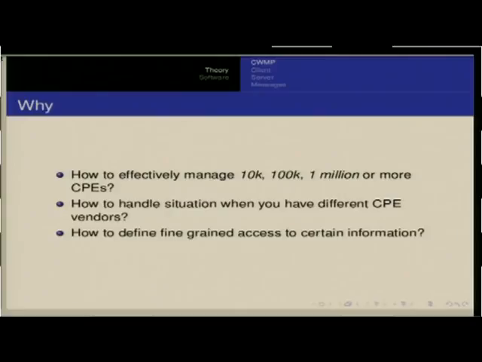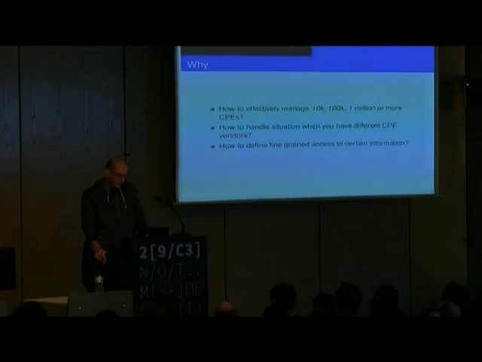So why? First question. It's easy if you need to manage 1, 2, 10, maybe 100 devices, but how do you manage 10,000, 100,000, or 1 million or more? These are the problems that ISPs have to solve. Also, maybe you could do it in some hackish way if you have only one vendor, but what about when you have many vendors and each of them has their own protocol?